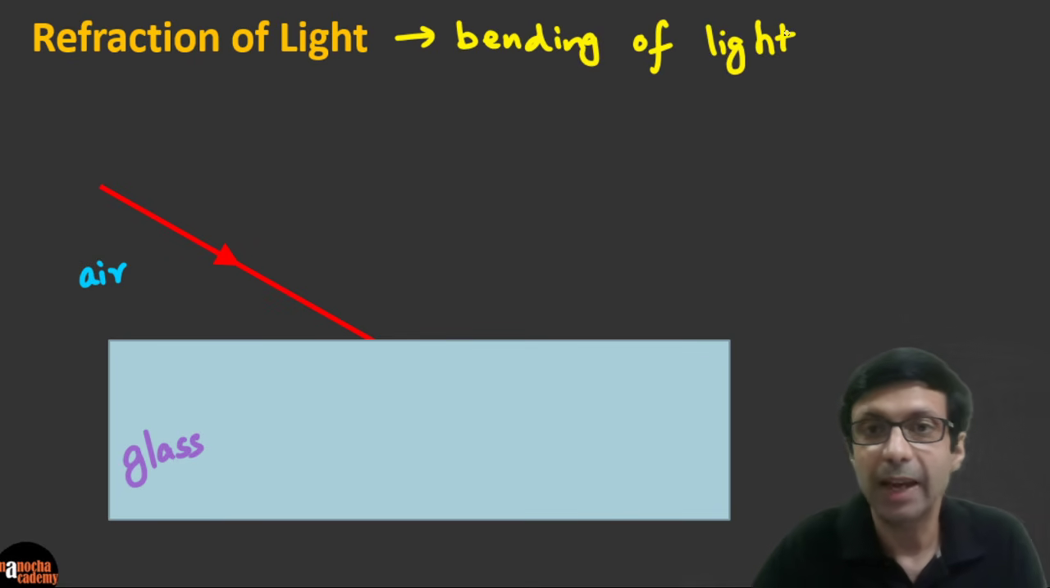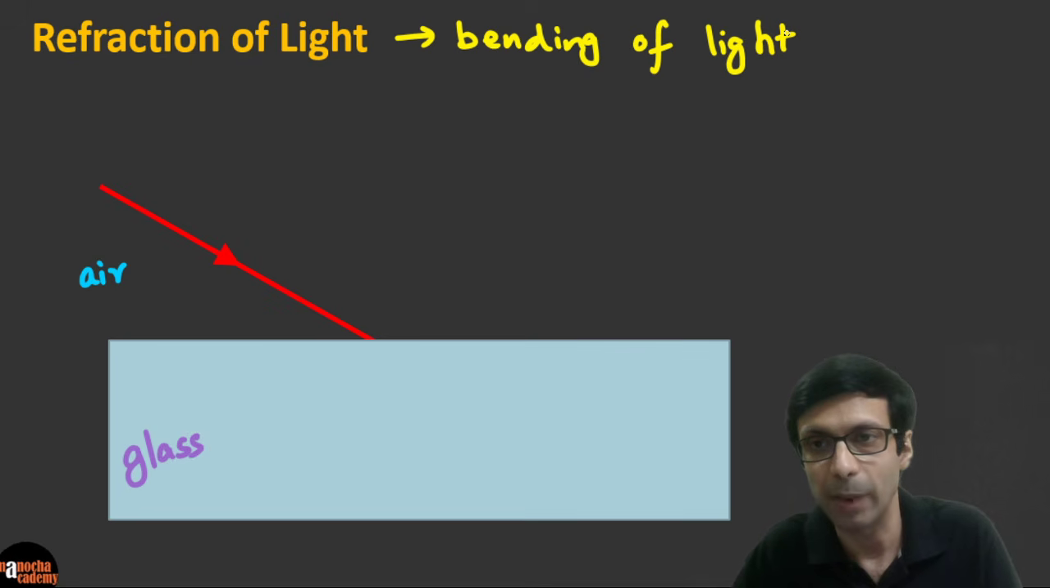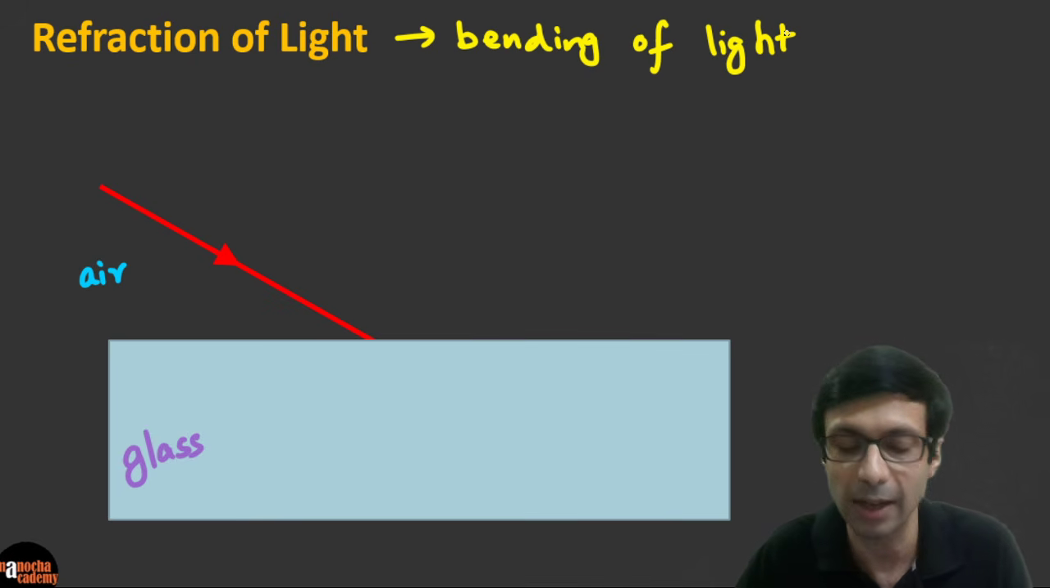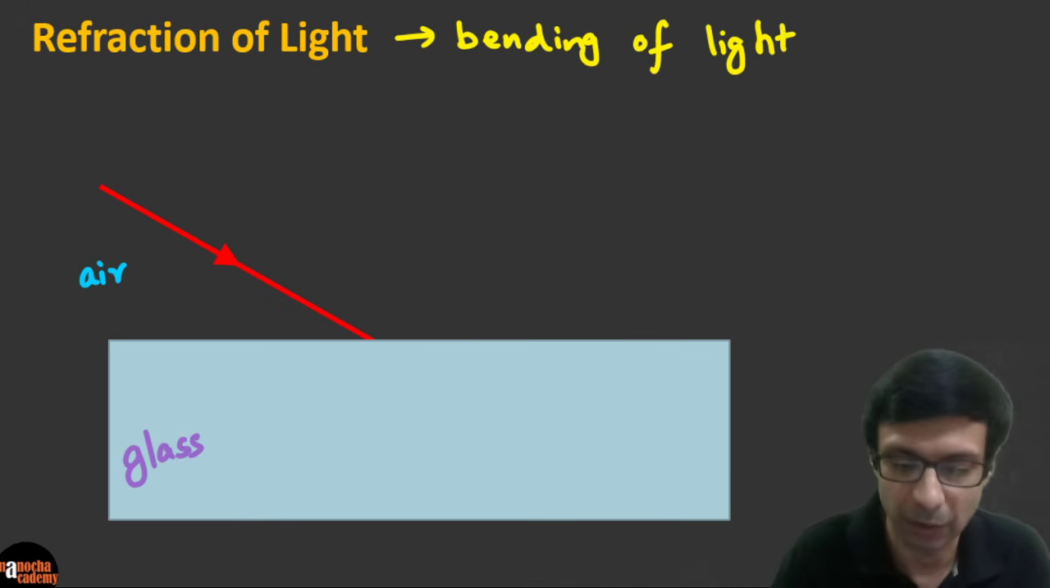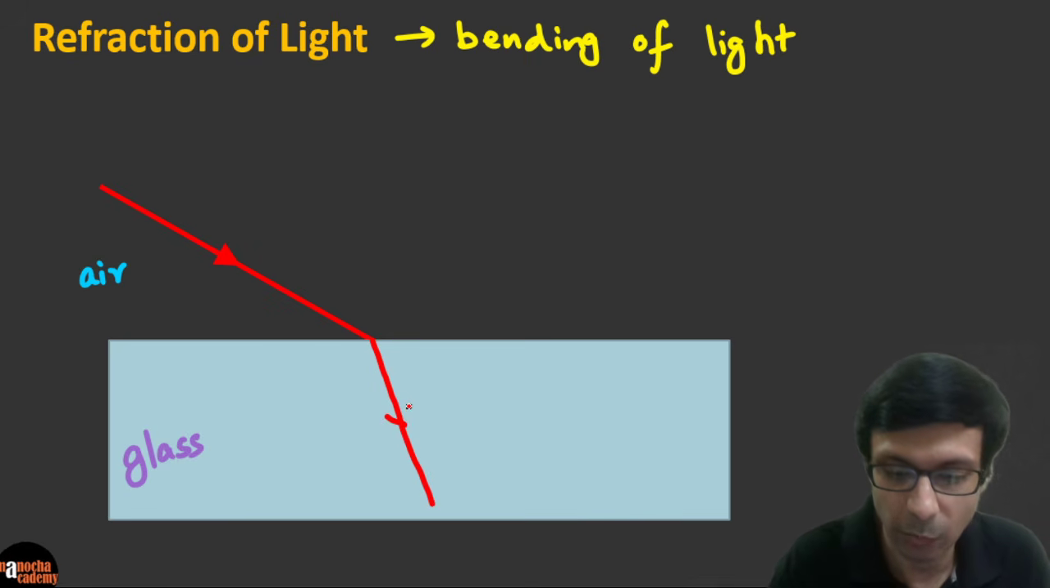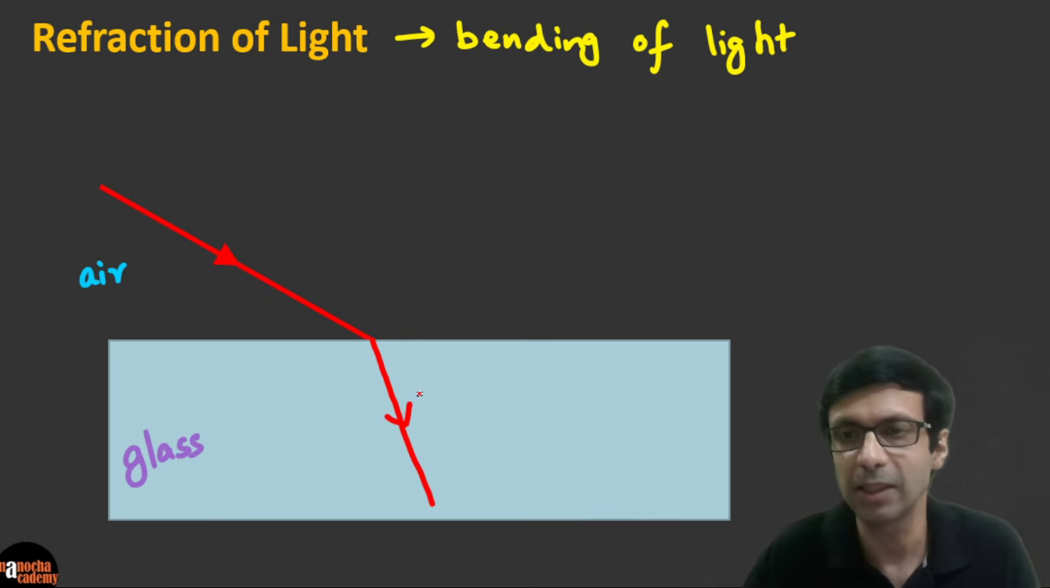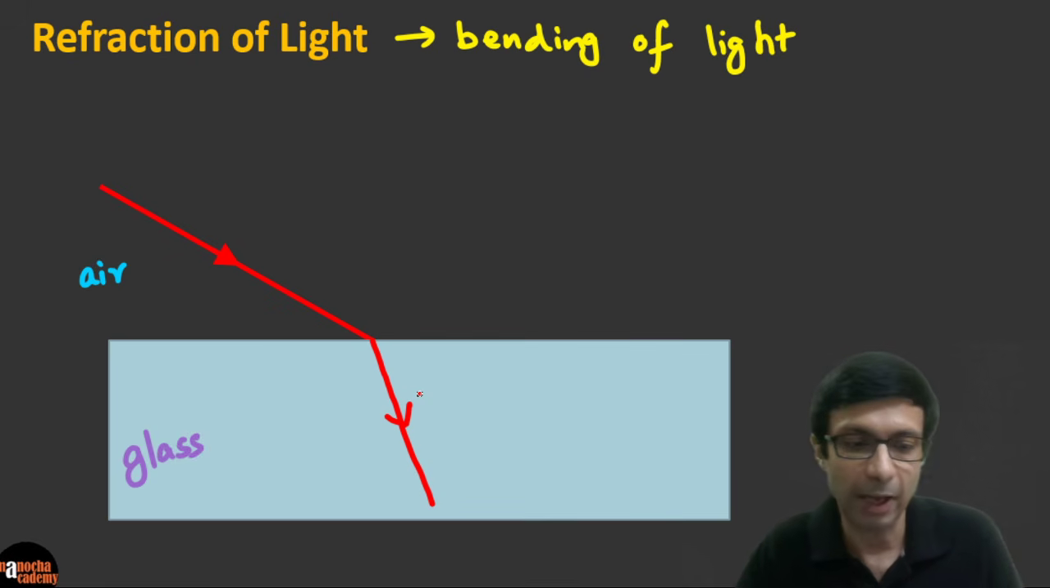So because light is going from one transparent medium, from air in this case, to another transparent medium, it's not the same medium now, it's going to glass. So light is going to bend. Okay. And the light will bend something like this. And we'll talk a little more about that, how light bends. But for now, let's assume the light bends this way.